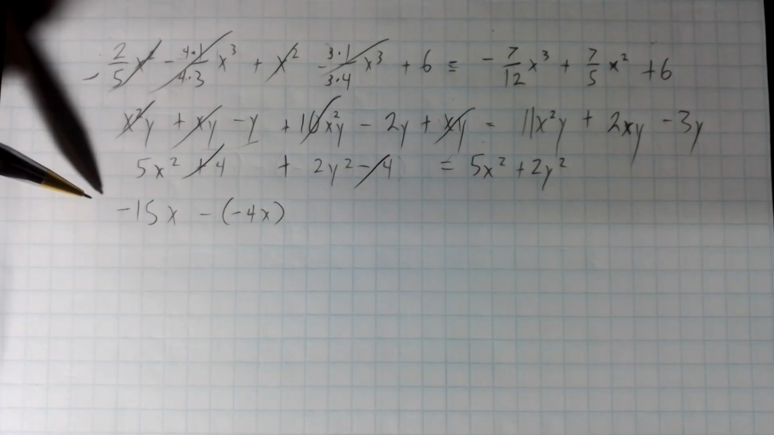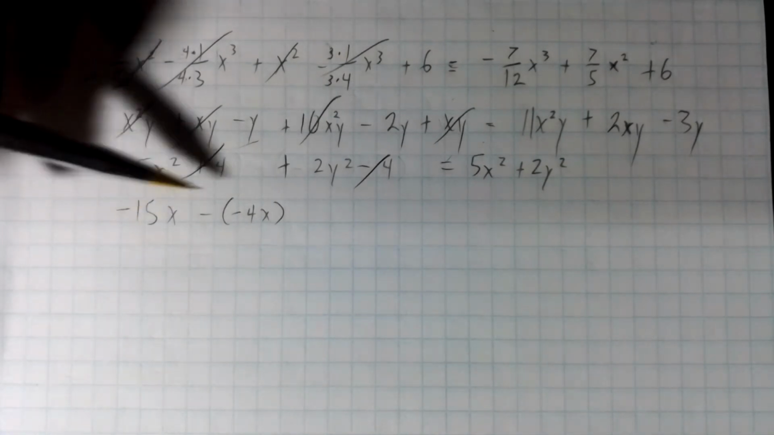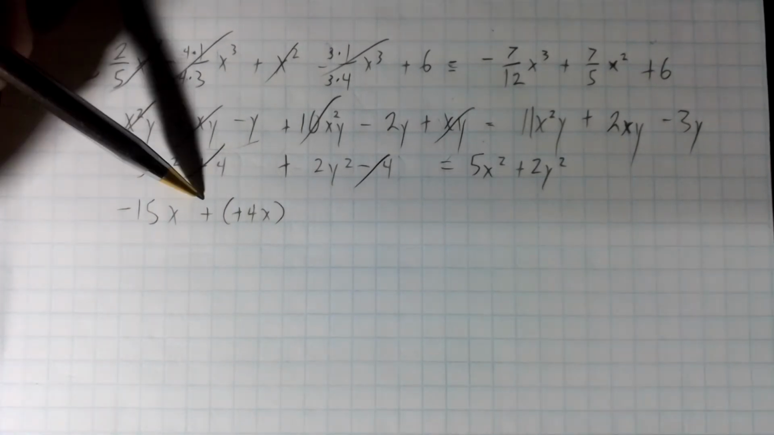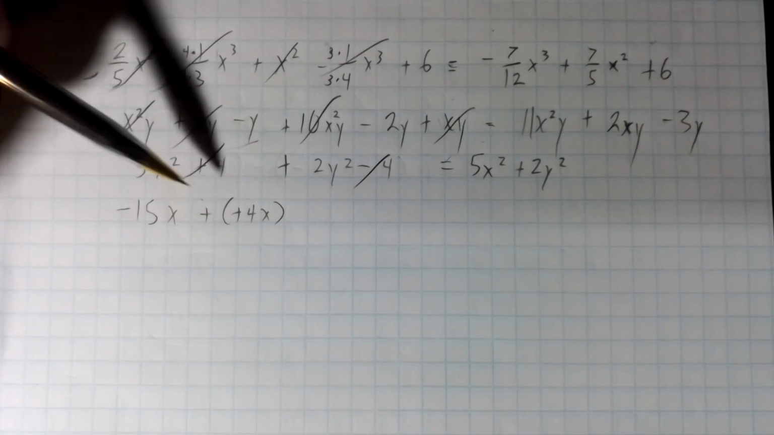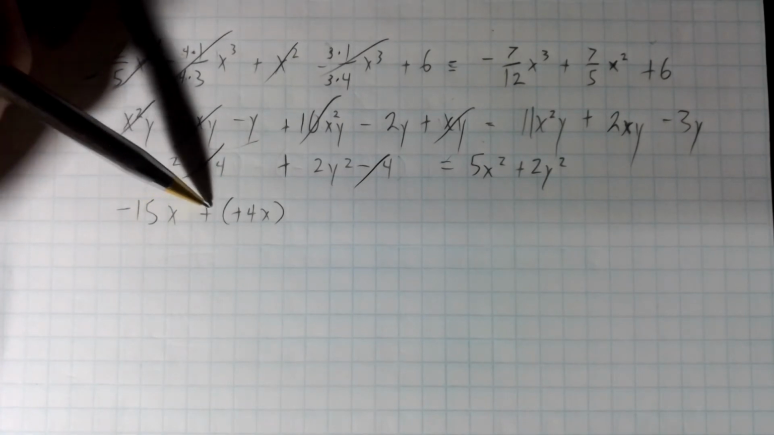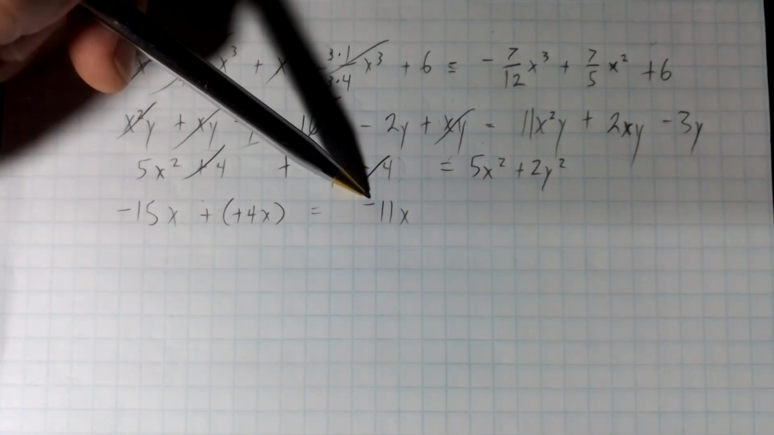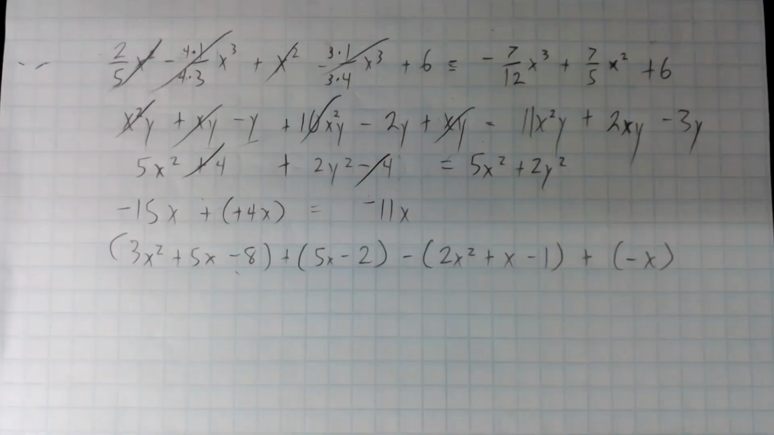And here again we're going to have to just pay attention to our sign. We have an x and an x. The sign is what matters. I'm just going to write positive, so I'm going to have a negative 15x plus a 4x. I end up taking their difference and I get a negative x.